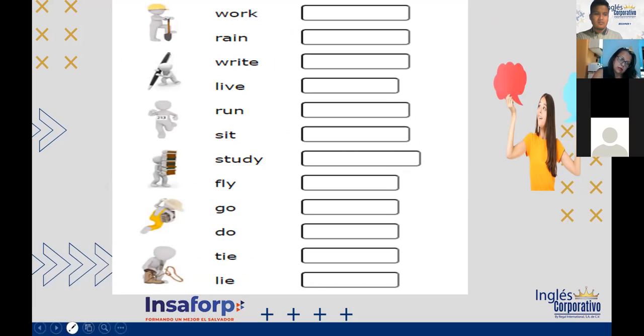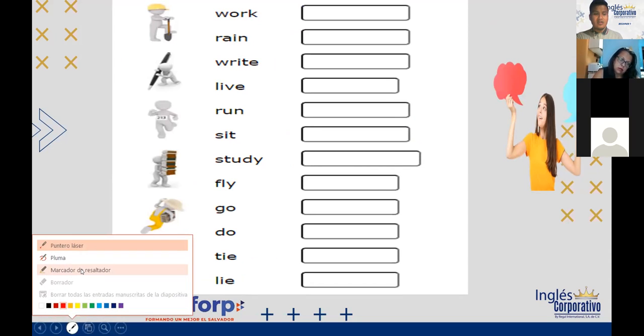Only three pictures. I'm sorry? Only three pictures. Yeah, just three of them.